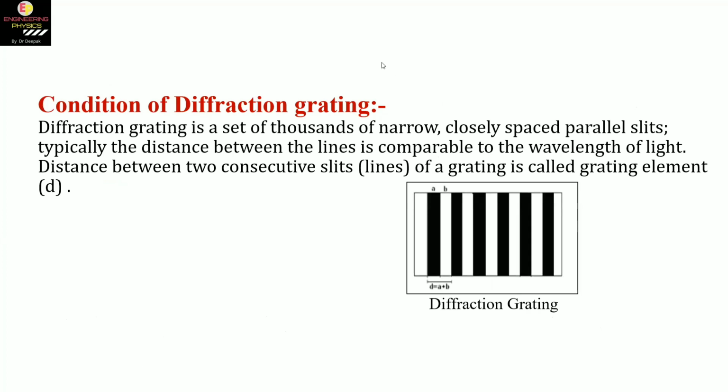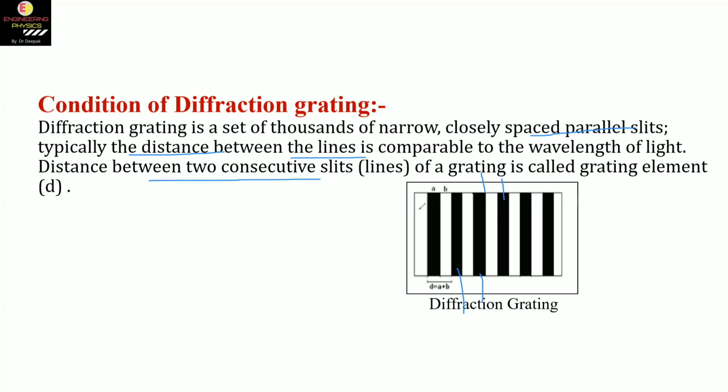What is the condition for diffraction grating? A diffraction grating is a set of thousands of lines. They are closely spaced parallel slits. Typically, the distance between the lines is comparable to the wavelength of light. The distance between two consecutive slits of a grating is called the grating element. These are the two consecutive slits. That distance is d equals a plus b.